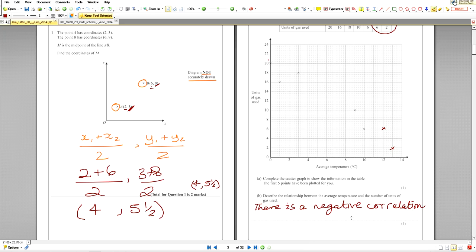That word, negative correlation, basically explains that as one thing increases, the other decreases. Negative correlation encapsulates all of that.